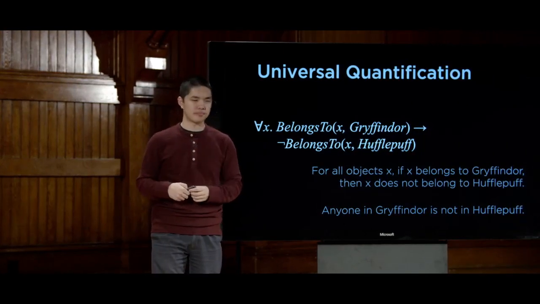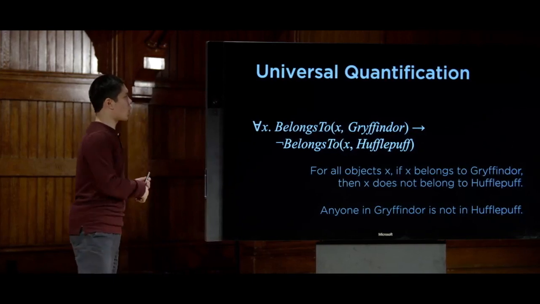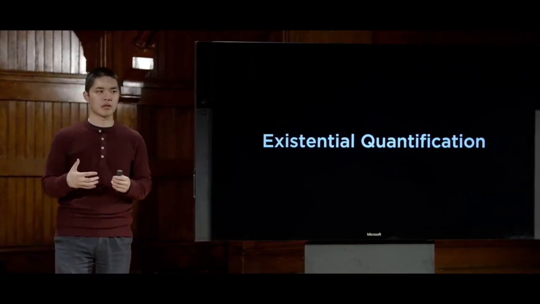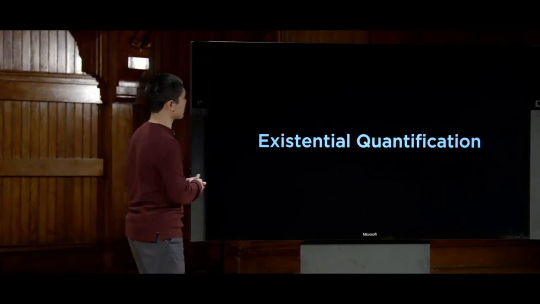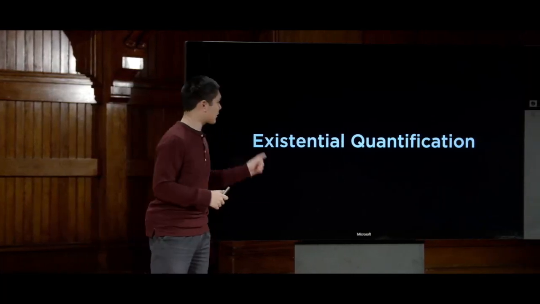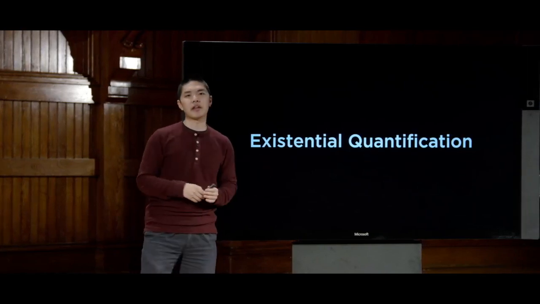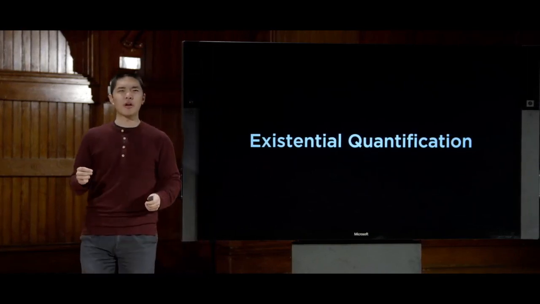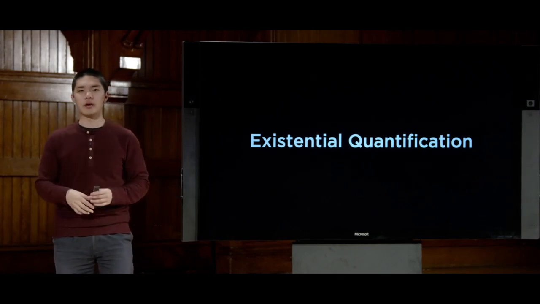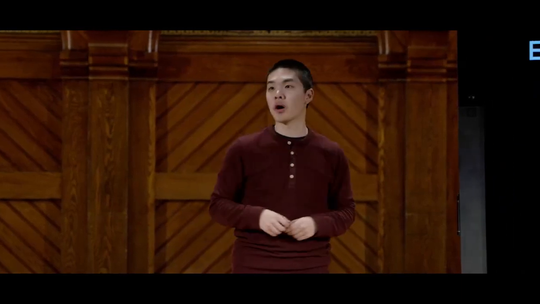a particular variable. In addition to universal quantification, though, we also have existential quantification. Whereas universal quantification said that something is going to be true for all values of a variable, existential quantification says that some expression is going to be true for some value of a variable, at least one value of the variable. So let's take a look at a sample sentence using existential quantification.